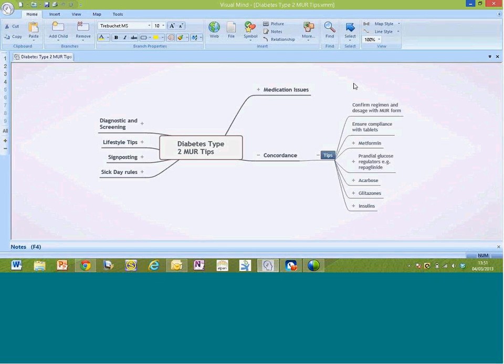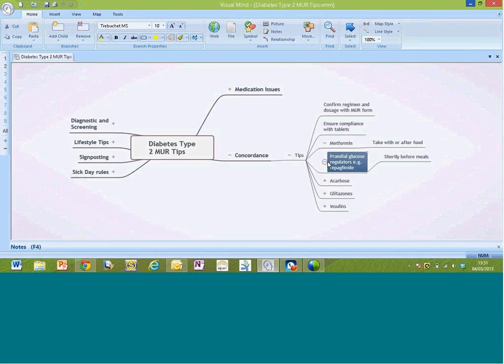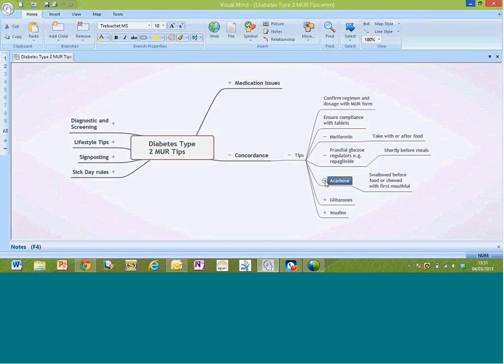I'm probably teaching my grandmother to suck eggs here, but it's something that I've experienced myself. So in other words, you need to ensure whether they're compliant with their tablets. Especially with the following drugs: metformin, because of the tummy issues, you really want to take that with or after food. The glucose regulators, an example of which is repaglinide, you want to take shortly before meals. Acarbose, or Glucobay as it's known, the first mouthful should be swallowed or chewed with the first mouthful of food. The glitazones, again, take at the same time each day.